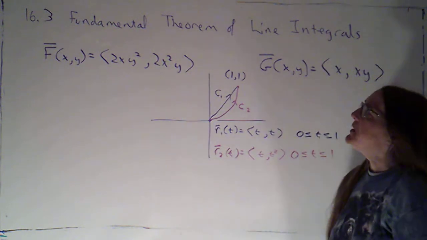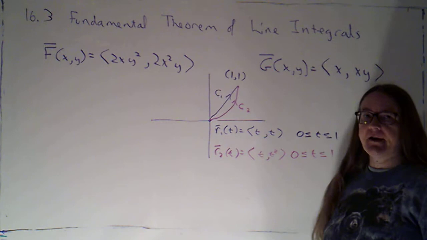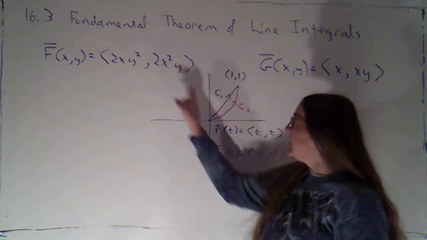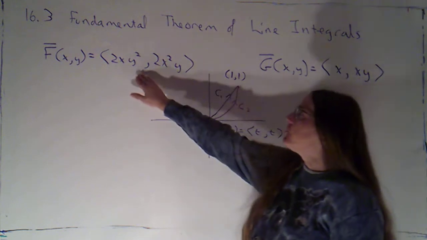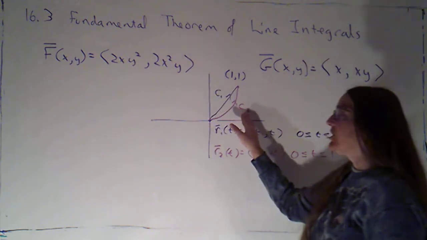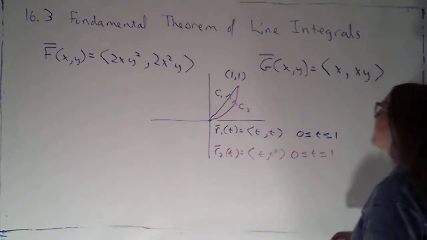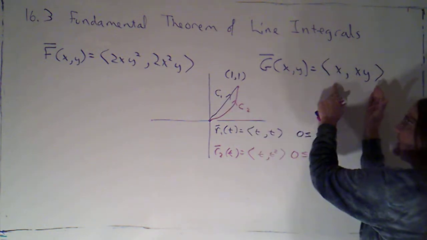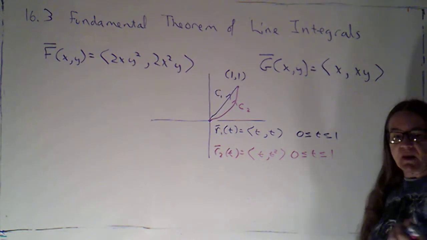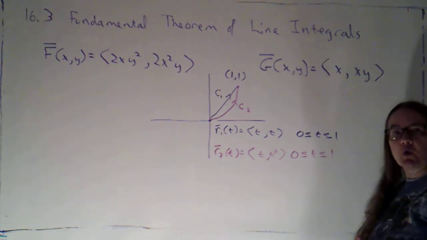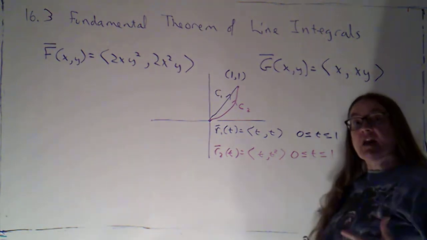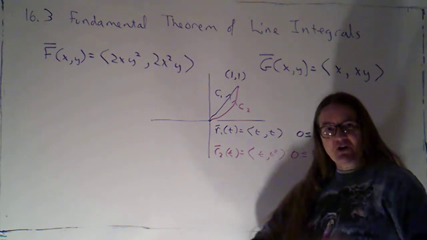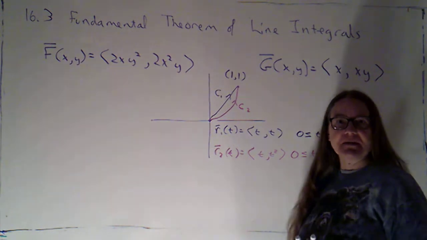Now what I want to do is calculate four work integrals. I want to calculate the work integral of F along curve 1, the work integral of F along curve 2. Then I want to do the same thing with G. I want to calculate the work integral of G along curve 1 and G along curve 2. So I'm going to go ahead and work those out. I would suggest that you pause the video, work them out on your own, and then turn it back on and check in to make sure that we got the same answers.